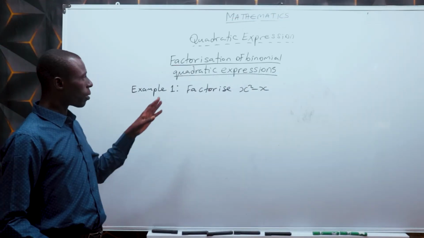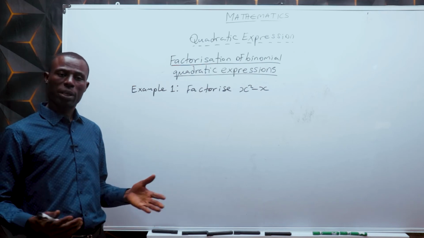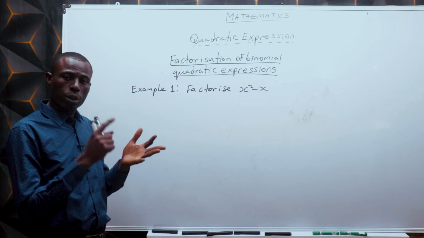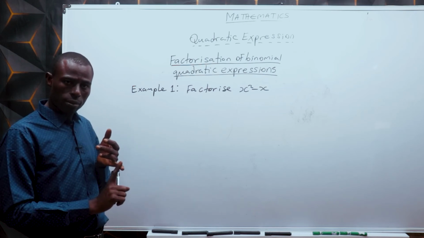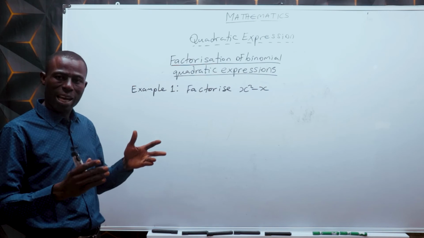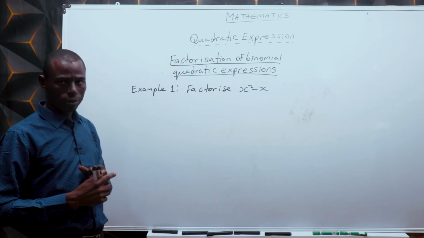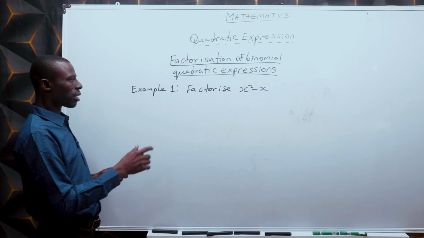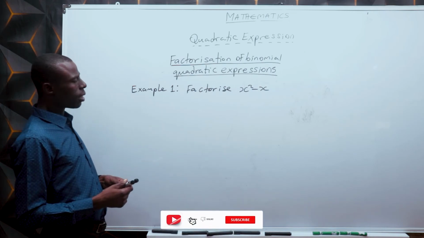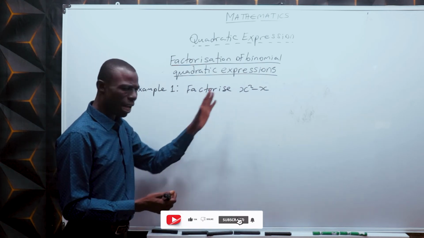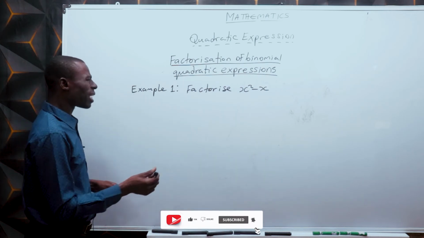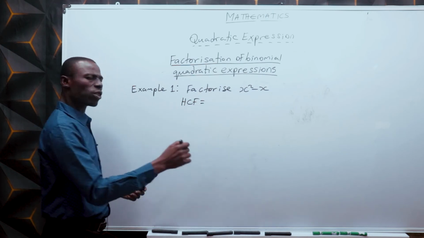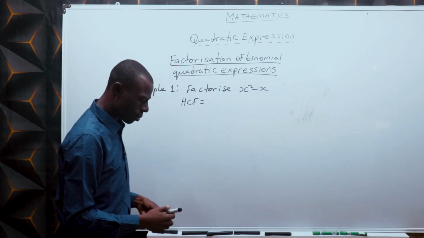Now we come to factorization of binomial quadratic expressions. Some quadratic expression could contain one term. Those that contain two terms are called binomial. So this is binomial quadratic expression. How do we factorize such? Let's see. You can see that there are two terms in the expression. So you take the HCF, highest common factor. Find the highest common factor of the two terms.